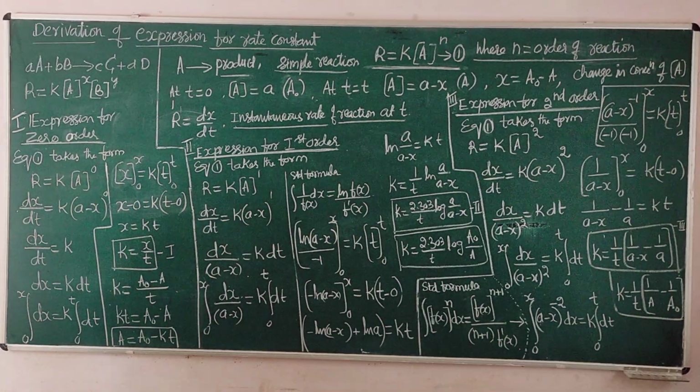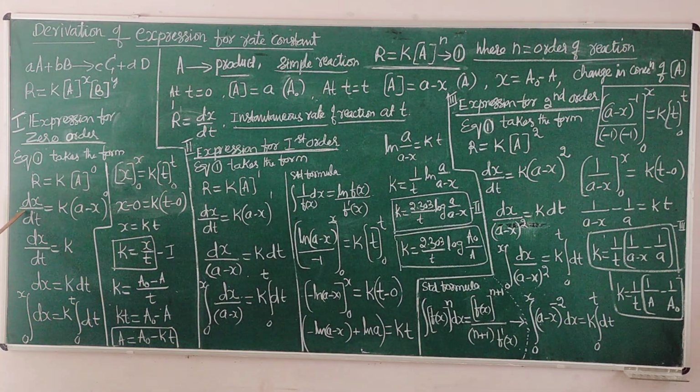Then let us separate them. Functions of x, that is the same functions, on the same side. a to the power of 0 is 1, anything to the power 0 is 1, so k remains. So rewrite this as dx equals k dt, x on one side, t on the other side.